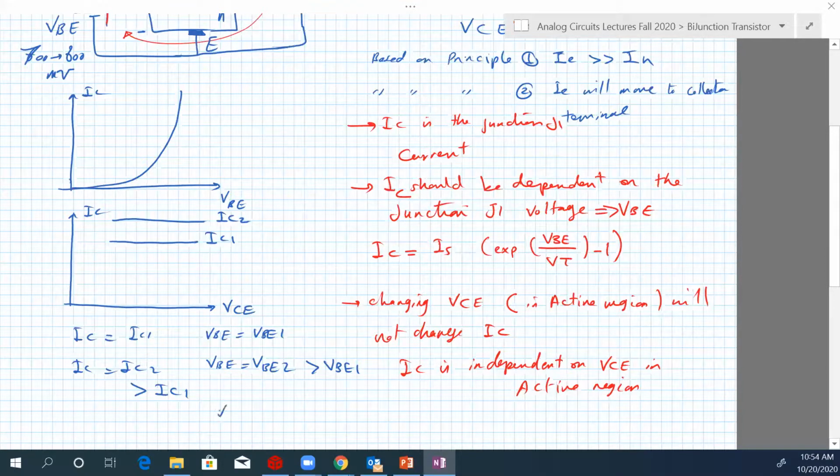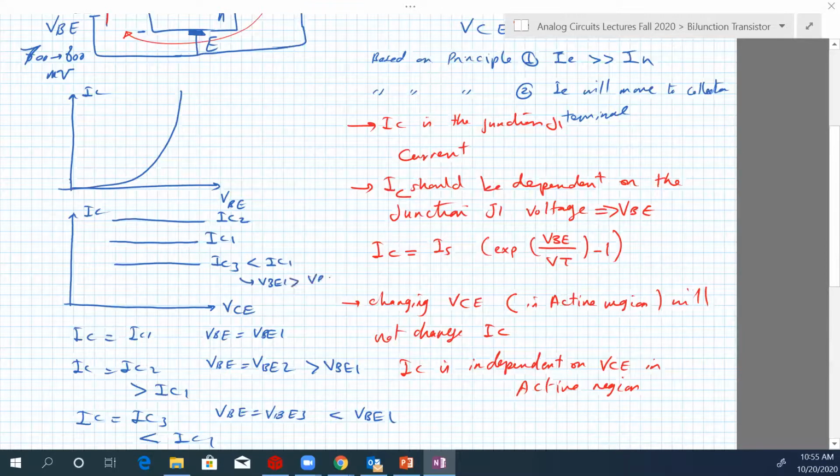How about if we decrease VBE to some value VBE3, which is less than VBE1? IC will be some other value, IC3, which is less than IC1. So something like this. This is less than IC1 because VBE1 is larger than VBE3, and here IC2 is larger than IC1 because VBE2 is larger than VBE1.